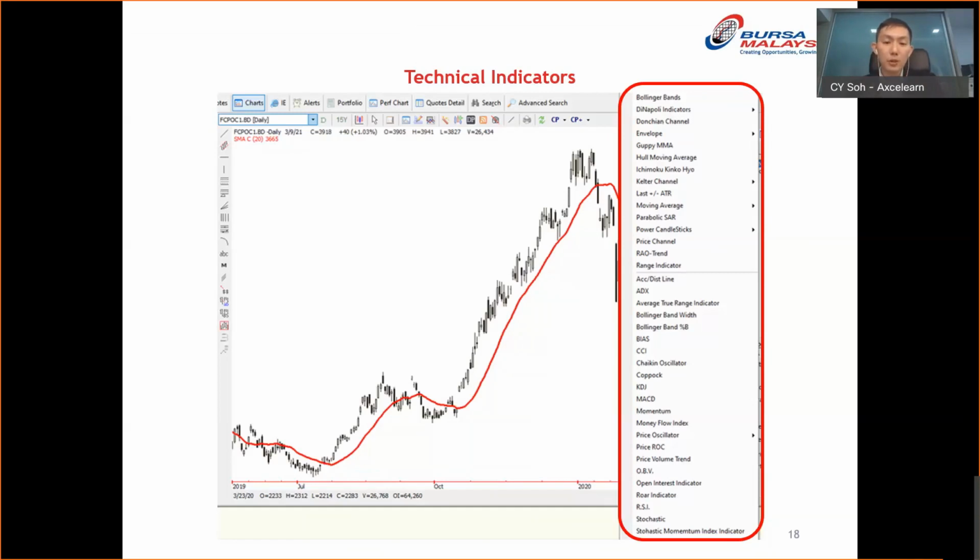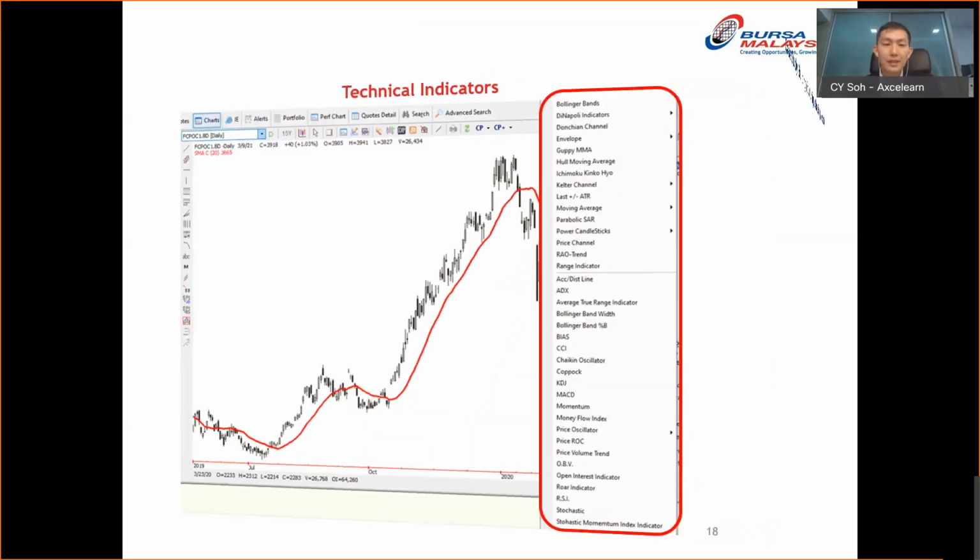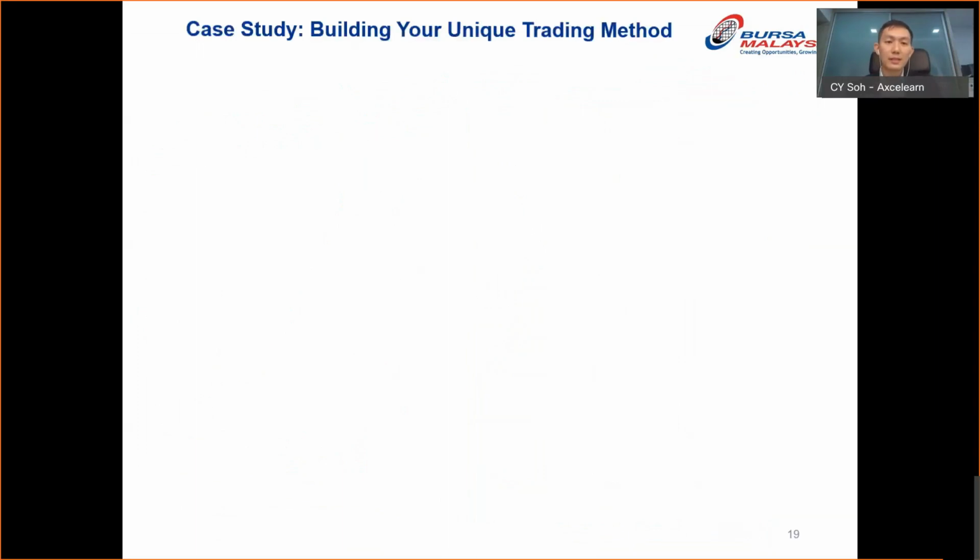So, back to the very important key aspect of a trading method, which is making your trading decisions. Now, let's go on to a brief small case study to build your own unique trading method. Earlier I shared many indicators with you. Now listen carefully, as I'm going to ask you this question: which indicator is best for you to use? I repeat, which indicator is best for you to use? You can type in the comment box below which is the best indicator that you are currently using.